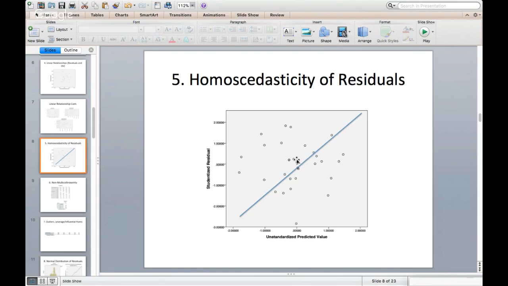Homoscedasticity of the residuals is basically looking at the variance around the regression, making sure it's the same for all the predictor variables. Once again, I'll say that this data right here is problematic, and maybe that point. So assumption 5 may have been violated.